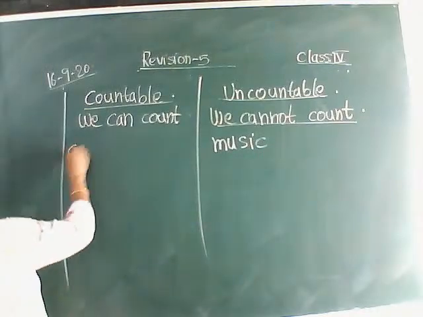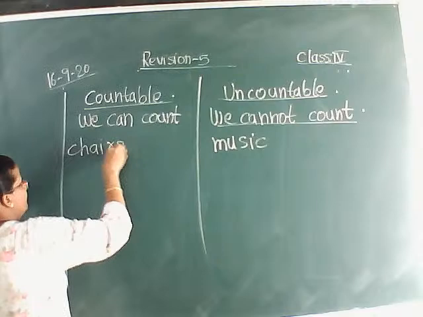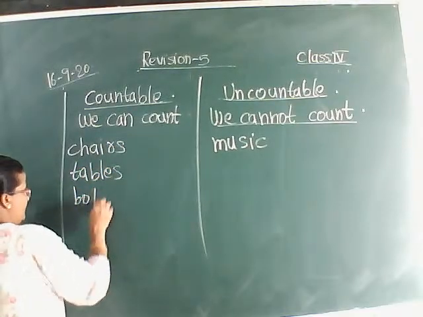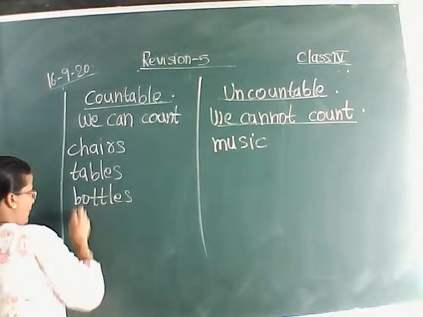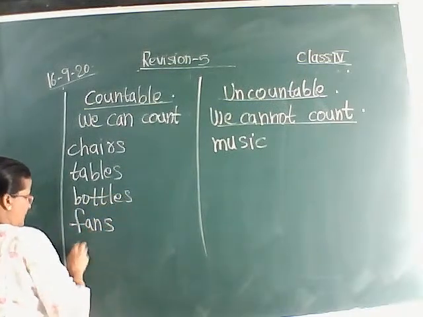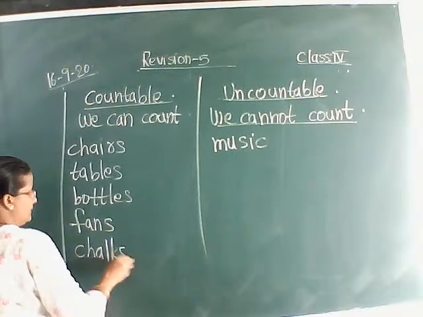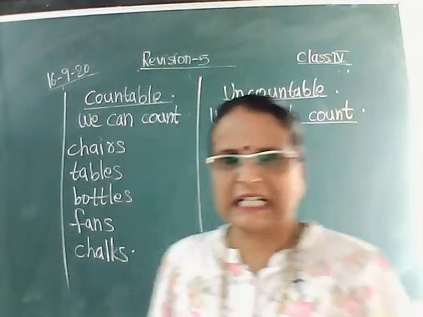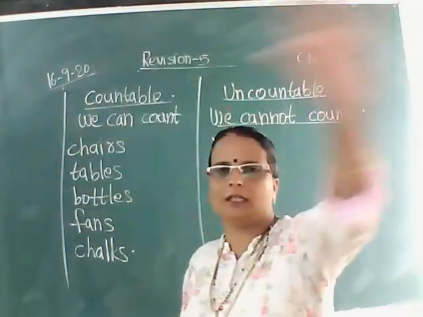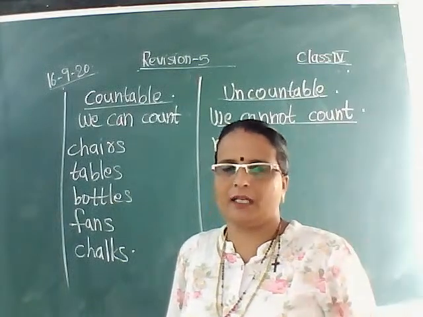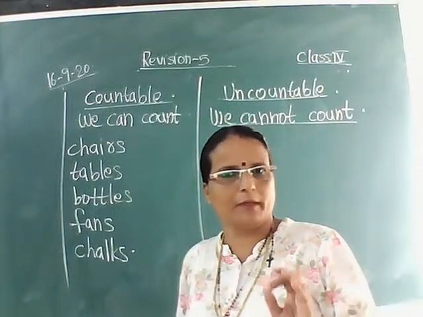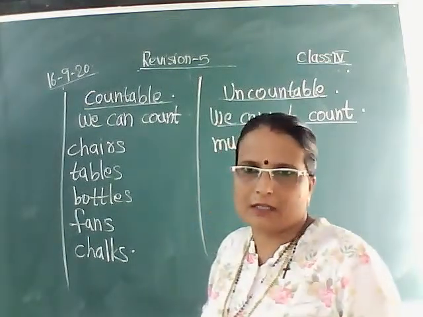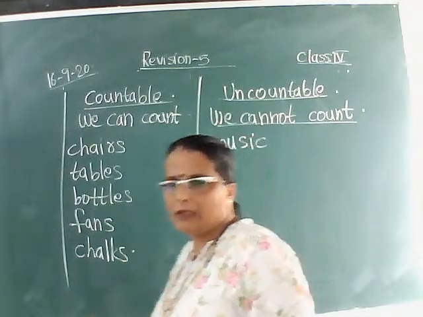So music comes under uncountable noun. Here, chairs, tables, bottles, fans, chalks, dusters, etc. Spoons, forks, plates, glasses. You just relate the things with the very familiar things around yourself so that your concept will be very clear. Now, music, we cannot count it, we can hear it, right? So it is uncountable noun.